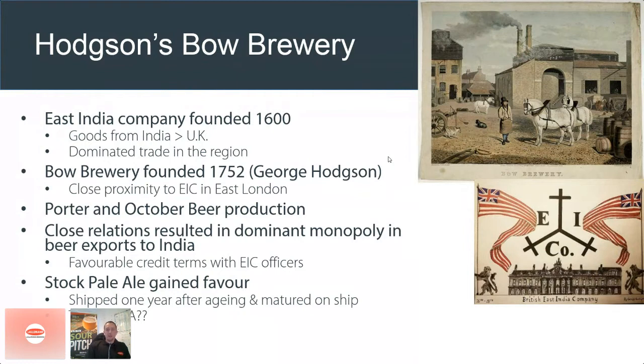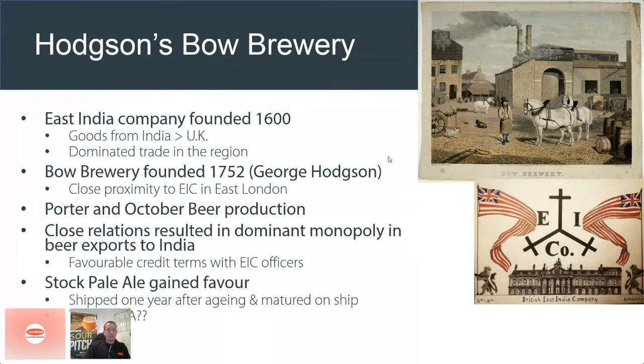This brewery, again in East London, was founded in 1752 and was primarily, at least to begin with, very much focused on porter production, as many of the London brewers were producing the famous dark beer that was very fashionable at the time. Now, this George Hodgson and the Bow Brewery are so important to IPA for a number of reasons, but we have to appreciate that they were very close to the East India Company in a number of ways. I mean, based on proximity alone, the headquarters of the East India Company were only 2 miles from the brewery.